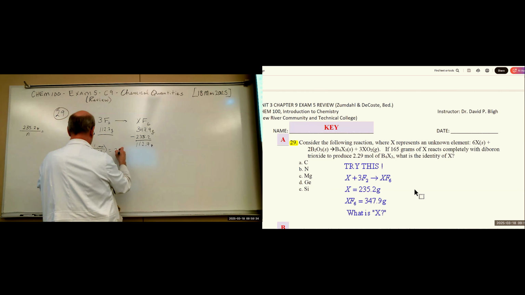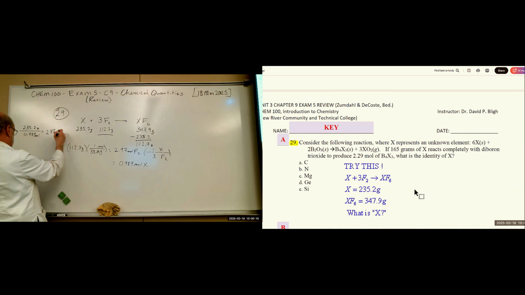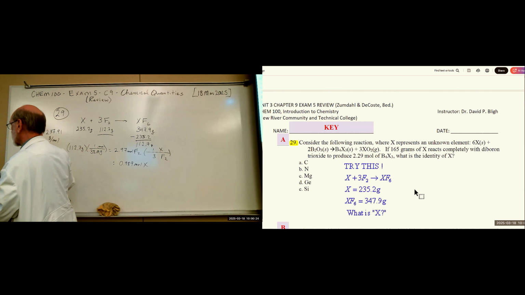Fluorine on the bottom is 3, and 1 X on the top. So we just divide this by 3, and we get 0.989 moles of X. 0.989 moles divided into 235.2, and I get 237.91 grams per mole. And we go to our periodic table and we keep going until we find 237.91.